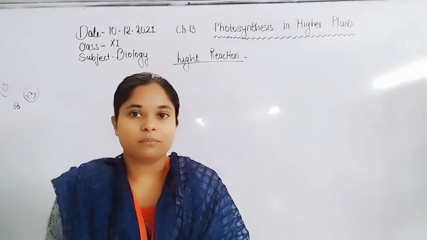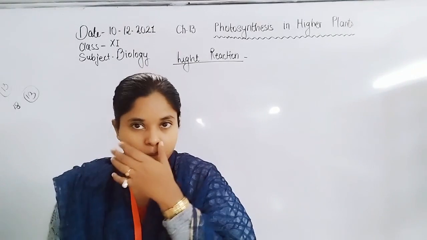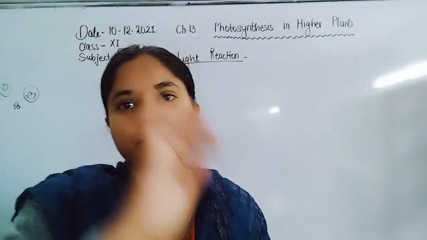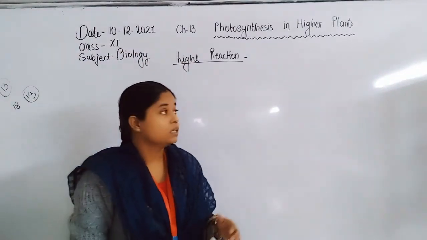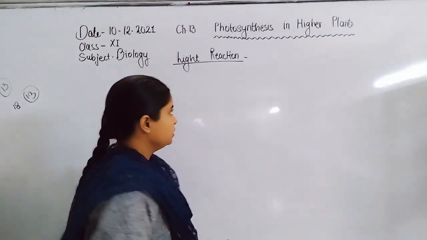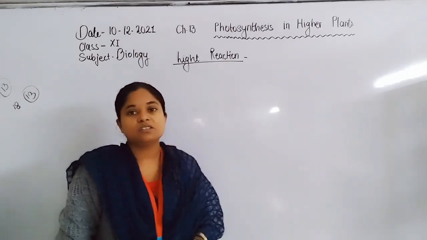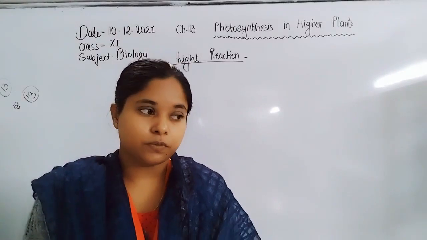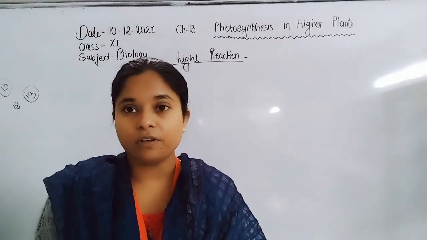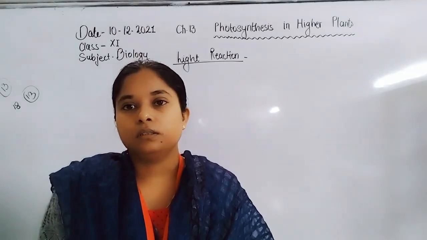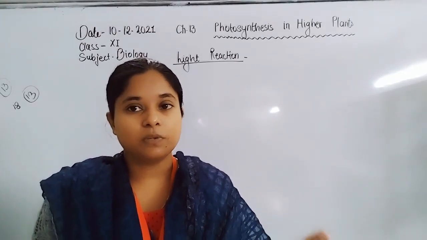In this class, I am going to start with another important topic of the chapter Photosynthesis in Higher Plants. In this chapter, we are going to discuss the light reaction. In the light reaction, two kinds of phosphorylation take place. Phosphorylation means synthesis of ATP or NADPH2, and in the light reaction there is mostly the splitting of water.